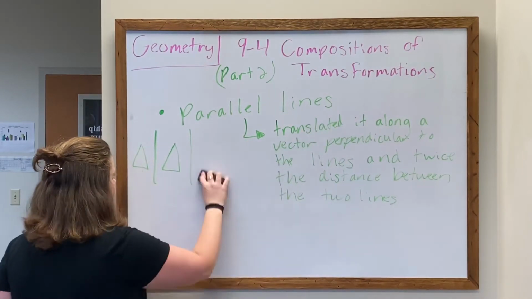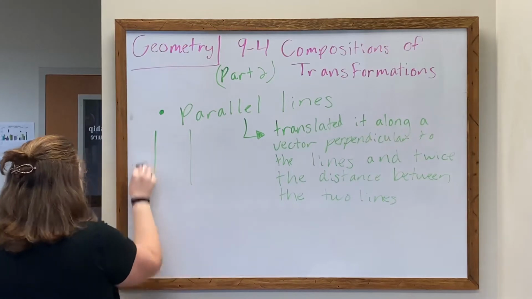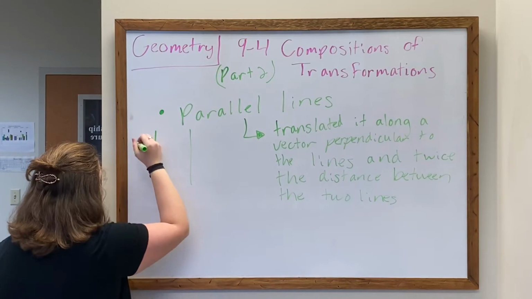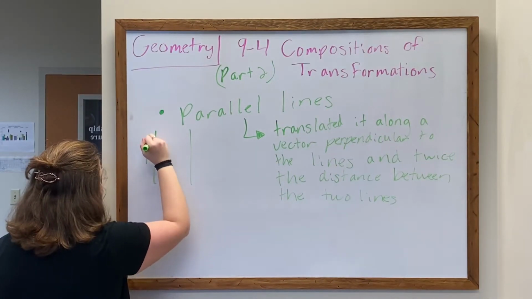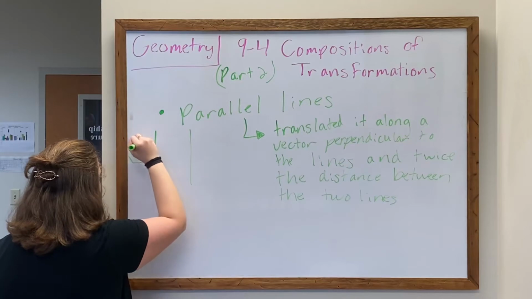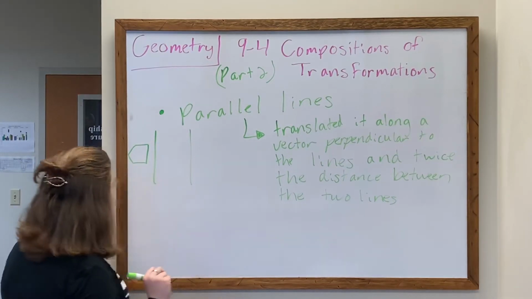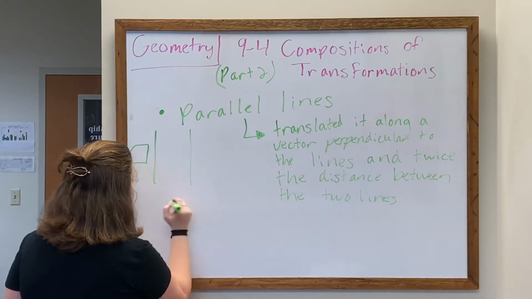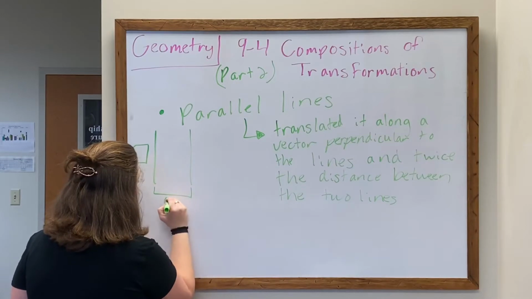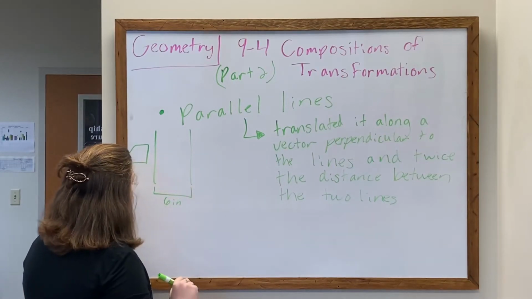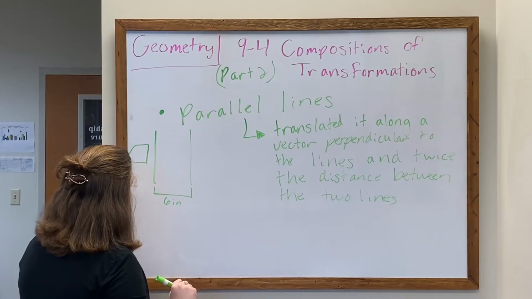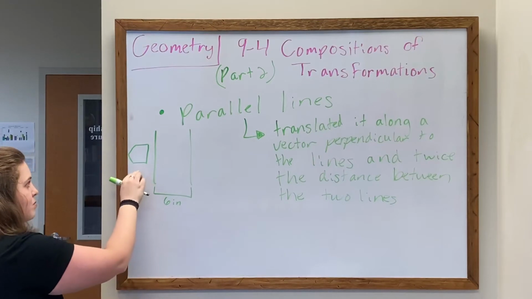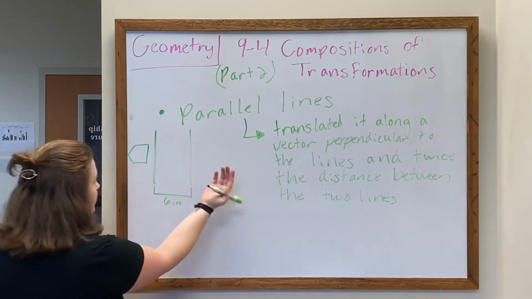Okay, let me try a different shape besides a triangle. So if I'm going to tell you, here I have a pentagon, nice little guy, and that this is 6 inches. And what I want you to do is reflect our pentagon over this line and then over this line.